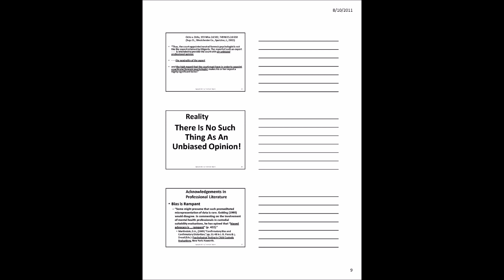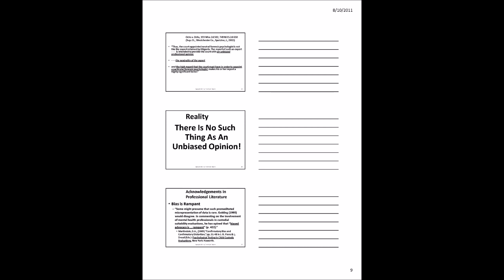I've heard judges refer to the court-appointed expert as my expert, and they appoint the same one or two or three over and over again. The reality is there's no such thing as an unbiased opinion. Bias is rampant, and I'm not going to read all of these things, but I wanted to put them in the presentation so you'll have them in your materials that you take with you so that you have the cites.